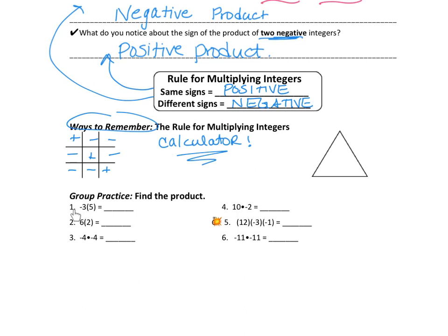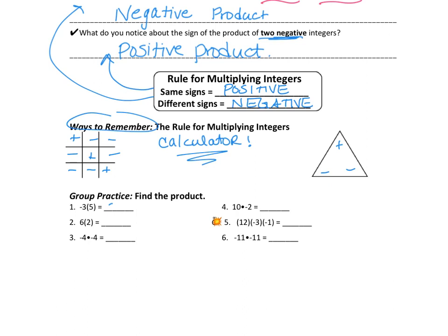So for instance, in number 1 here, we have a negative times a positive. So I'd find one that works. Negative, positive, you end up with a negative. So we know this answer is going to have a negative product. That's just one way. And then here we have the same type of thing. You have negative times a negative is a positive, or a positive times a negative is a negative. So just ways to remember.